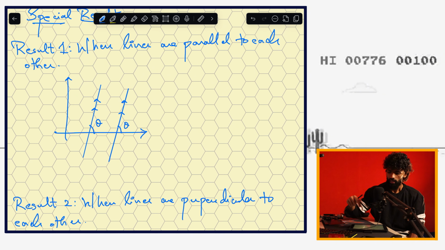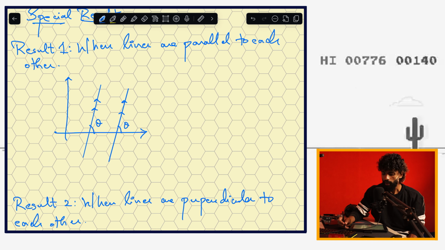So 4 special results. The result 1 is right in front of you. It says when lines are parallel to each other. See guys, the whole concept of parallel is they do not meet each other. Correct. Fine. That's absolutely fine.